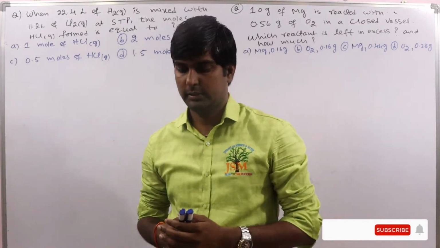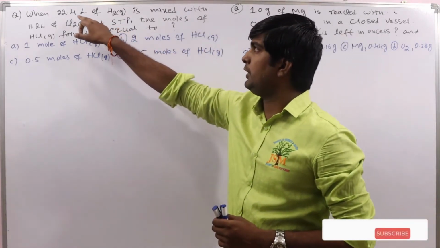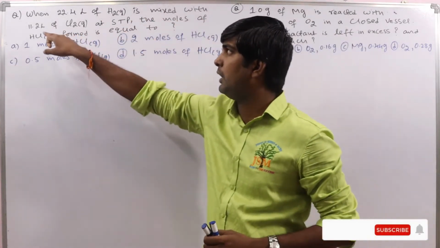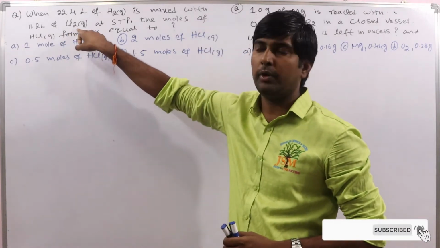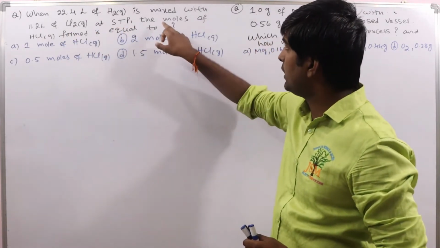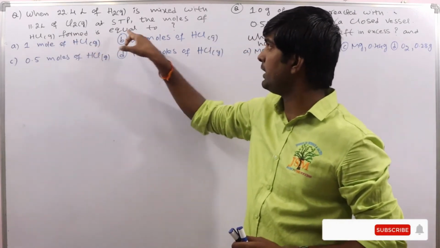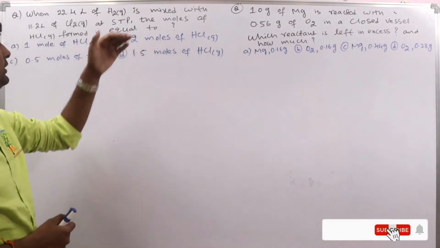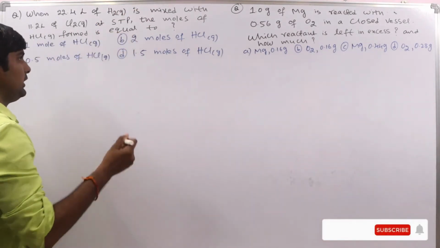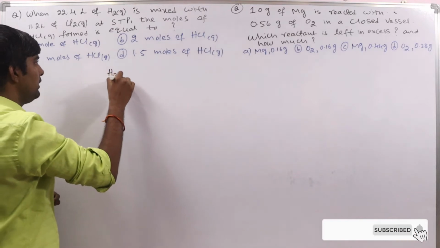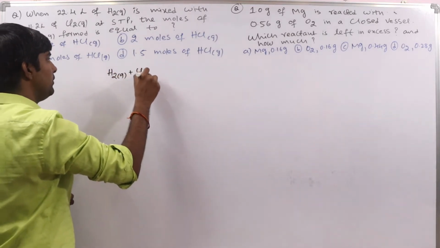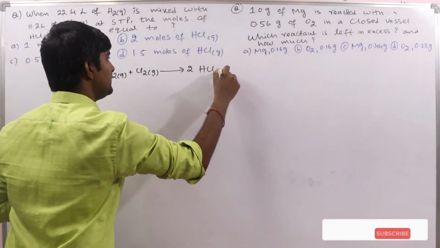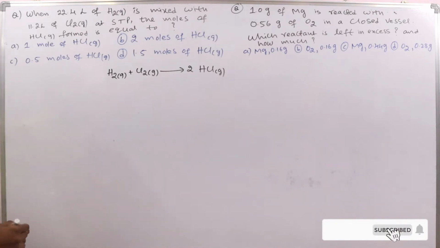Okay, let us discuss. The first one: when 22.4 liter of hydrogen gas is mixed with 11.2 liter of chlorine at STP, the moles of HCl formed is equal to? So what is happening here? Hydrogen is mixed with chlorine. How does a reaction take place between them? We get 2 moles of HCl formed.